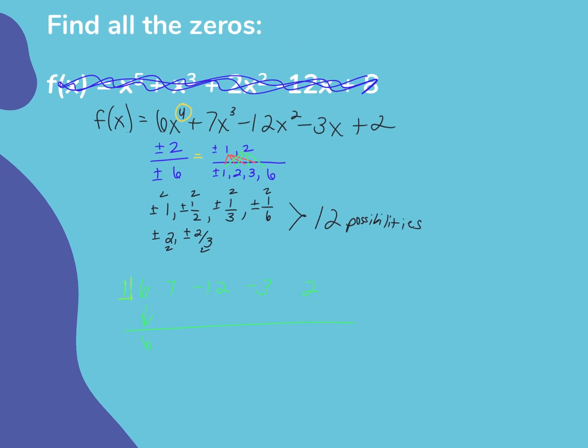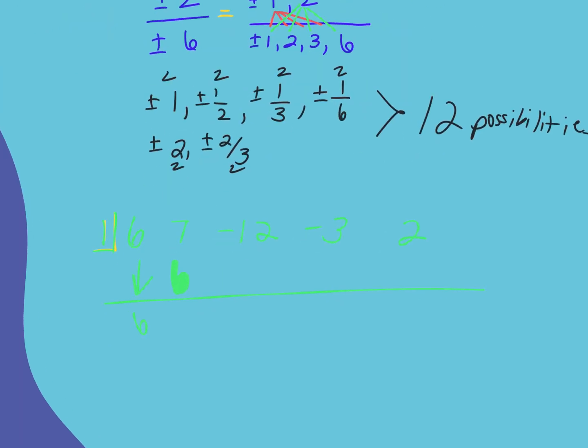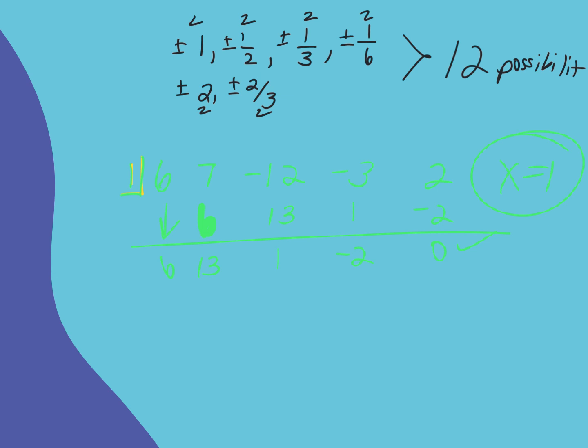What is 6 times 1? 6. 6 plus 7 is 13. 13 times 1 is 13. Negative 12 and 13 is 1. 1 times 1 is 1. Negative 3 and 1 is negative 2. Negative 2 and 1 is negative 2. What did you guys just find out? Awesome. That is so helpful. I know that x equals 1. So what do I have left over here?